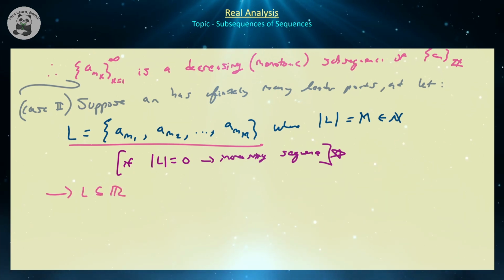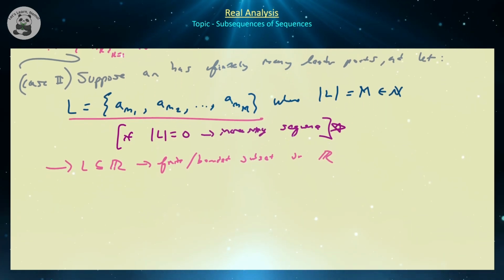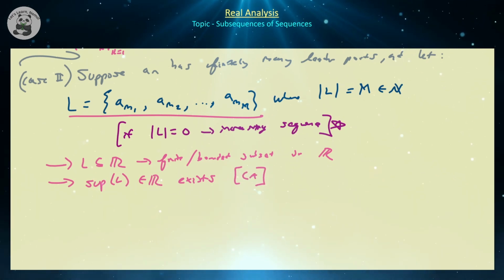So we have L as a subset of real numbers, a finite, in particular finite bounded subset of R, right? And if it's a finite bounded subset of R, then that means that the supremum of L exists, right? That's obviously the completeness axiom that I'm quoting there. So this number is just a real number.